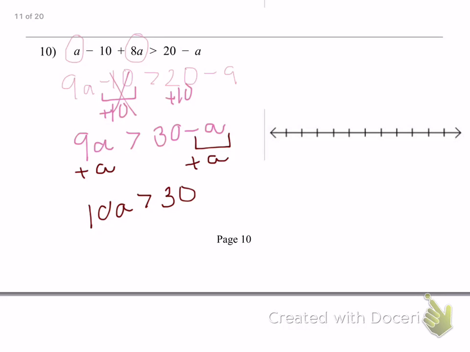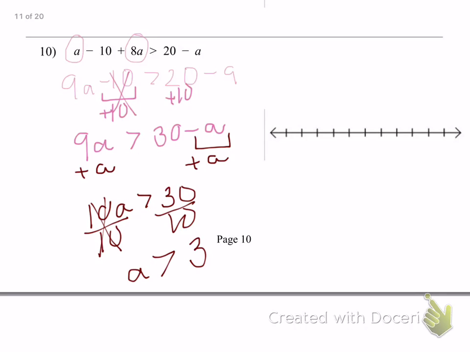We're not finished yet because we haven't isolated the variable. So we need to divide both sides by 10 to get those to cancel out. So we have A is greater than 3. I really love 3 today.